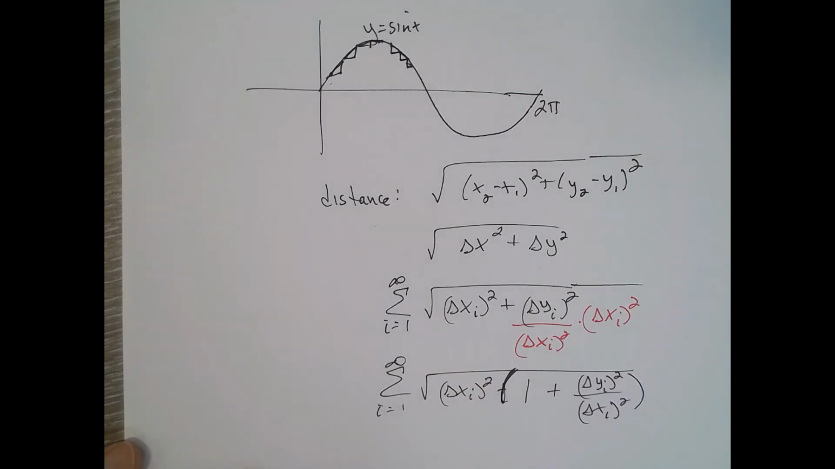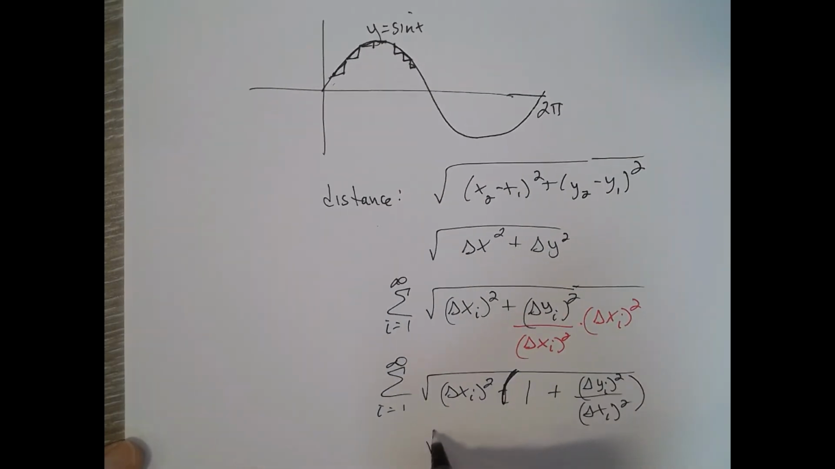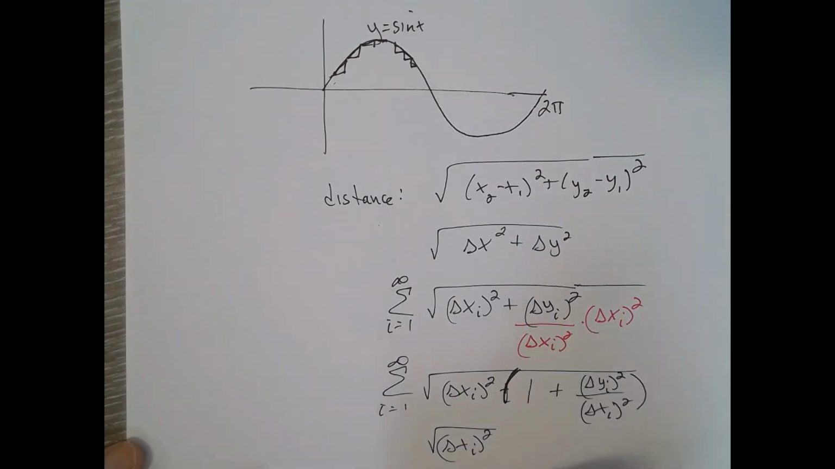All right, so now I'm going to separate it. If I have the square root of delta x sub i squared, that's the same as delta x sub i. And now I still have 1 plus delta y sub i squared over delta x sub i squared.